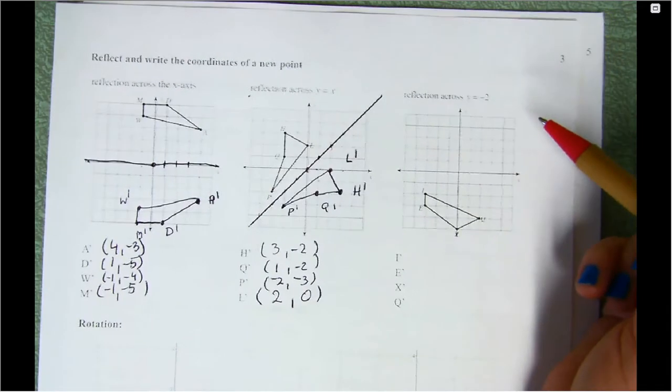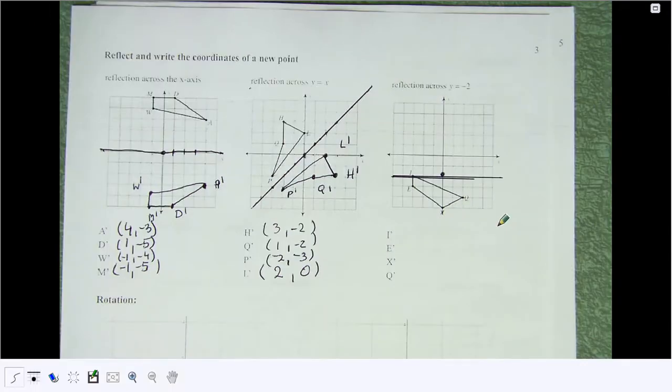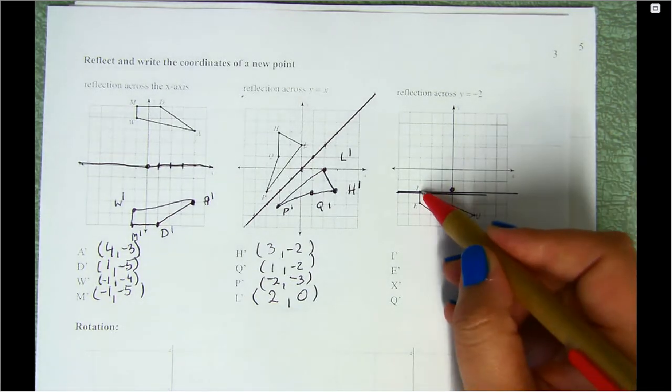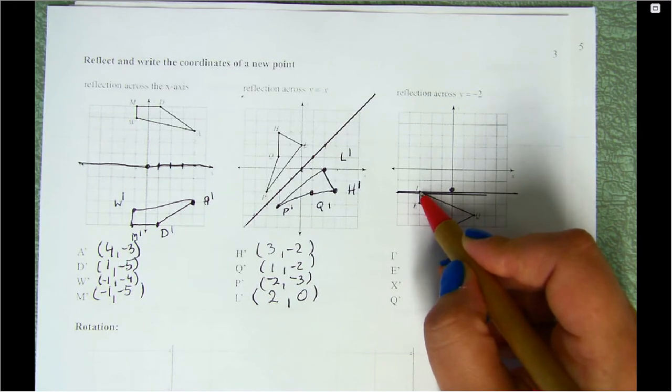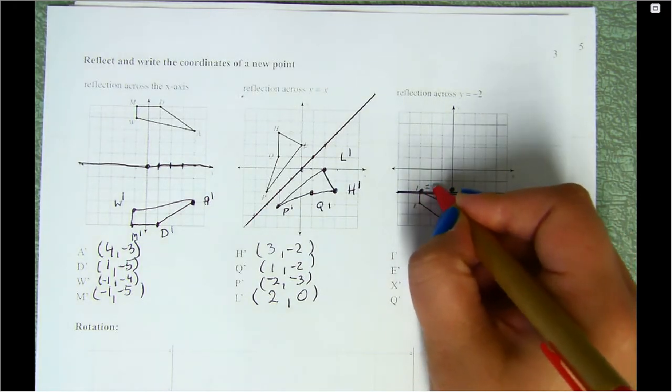Reflection across y equals 2. Okay. So if you remember, y equals a number means a horizontal line, and the horizontal line is supposed to go through y when it's negative 2. Okay, so I got my horizontal line, y equals 2. Kind of crooked even though I used a straight edge. So what happened? My I is actually on the line. So what's going to happen to I prime? Well, I prime is exactly in the same place.